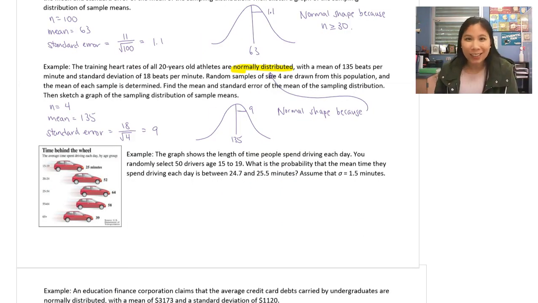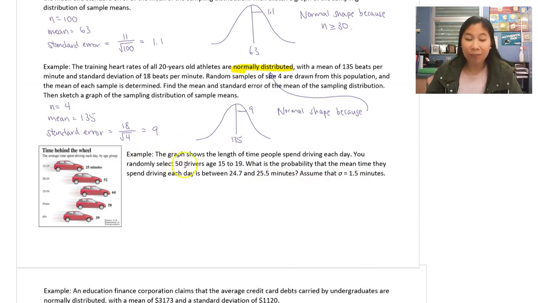All right, so in this next example, let's actually start finding our probabilities then. So this time the graph shows the length of time people spend driving each day. So if we look over here, you randomly select 50 drivers age 15 to 19. So in our sample, we're using 50 drivers. What is the probability that the mean time they spend driving each day is between 24.7 and 25.5 minutes? Assume that sigma, the standard deviation, is 1.5 minutes.